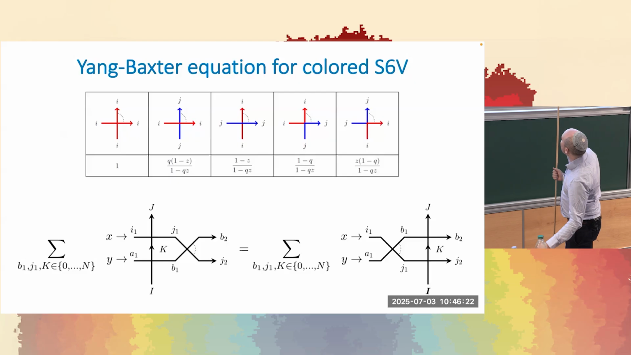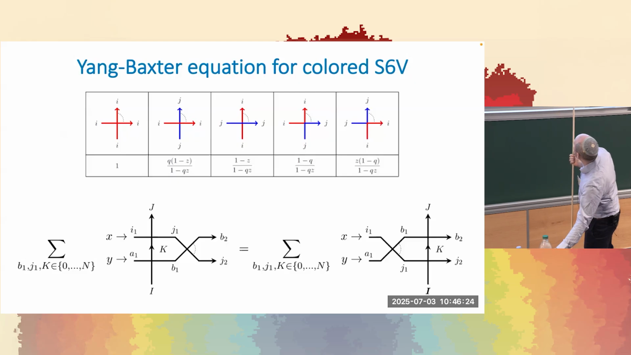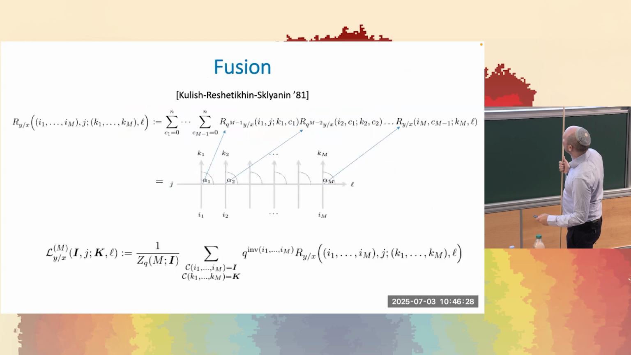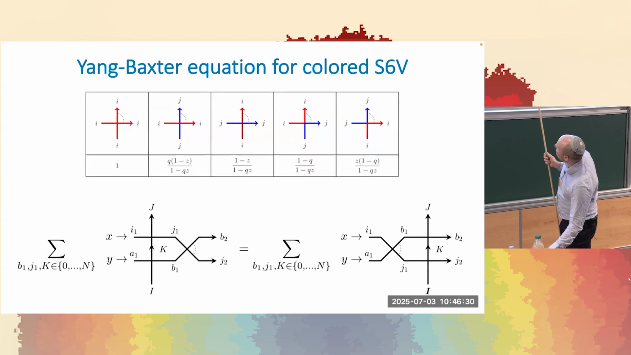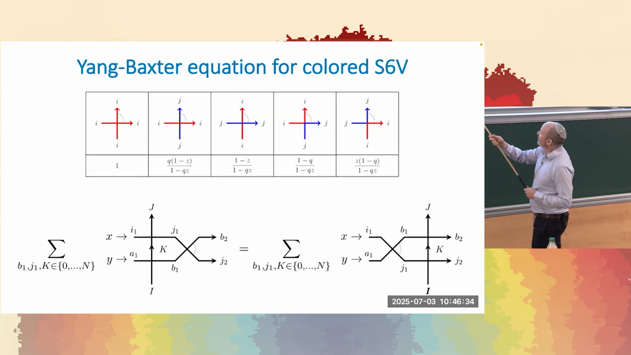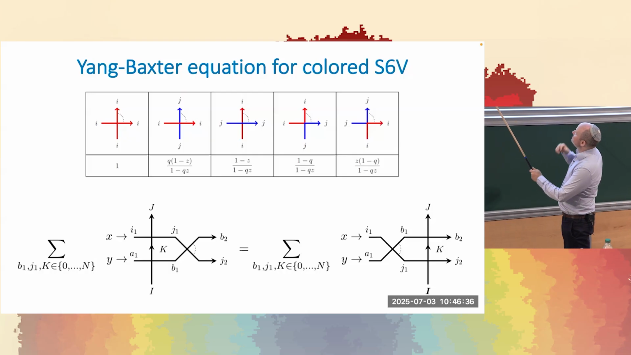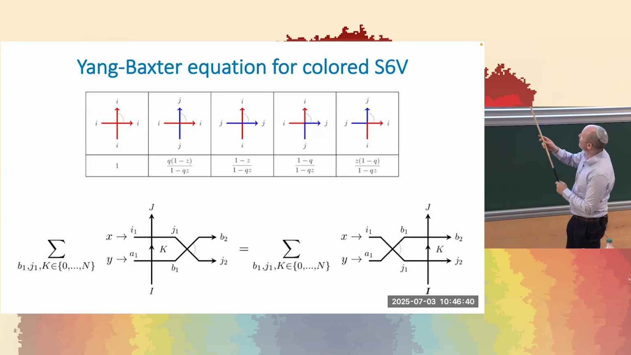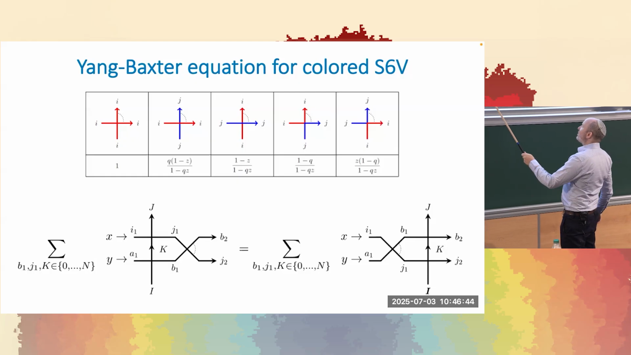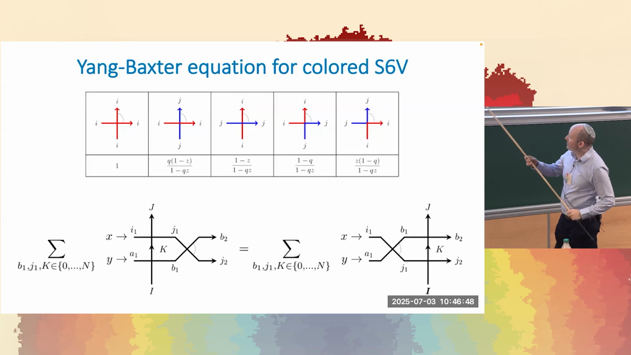What's written here is the Yang-Baxter equation for the colored stochastic 6-vertex model. Let me explain how to think about this. We have vertex weights, and they depend on Q. I'll think of Q as being fixed, and then they depend on Z. Z is the spectral parameter, and I'm going to allow Z to vary in a way that I'll describe.